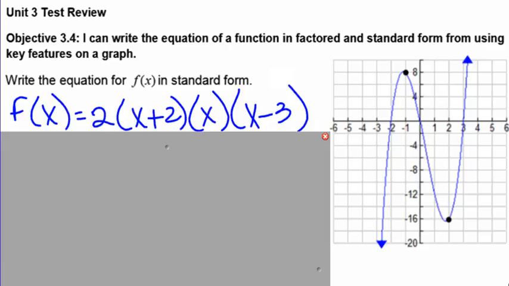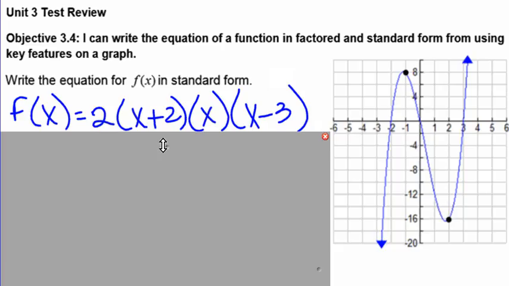Objective 3.4: I can write the equation of a function in factored and standard form using the key features on a graph. In our previous problem, we talked about how we could take the graph of the polynomial, using the coordinates of the x-intercepts to start writing our equation in factored form, and using a point on the graph that we know the coordinates of, substituting them in for the input x and the output f of x, and solving for our value for a to see the vertical stretch or any reflections that happen with our function.